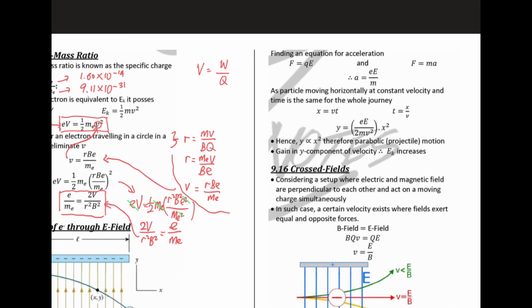Finding an equation for acceleration. First, they use F equals QE. Where is this formula coming from? Let's do a quick revision. We know the electric field equals V over d equals F over Q. So they use E equals F over Q, then they rearrange and get F equals QE. Again, for the electron, the Q is equal to e.